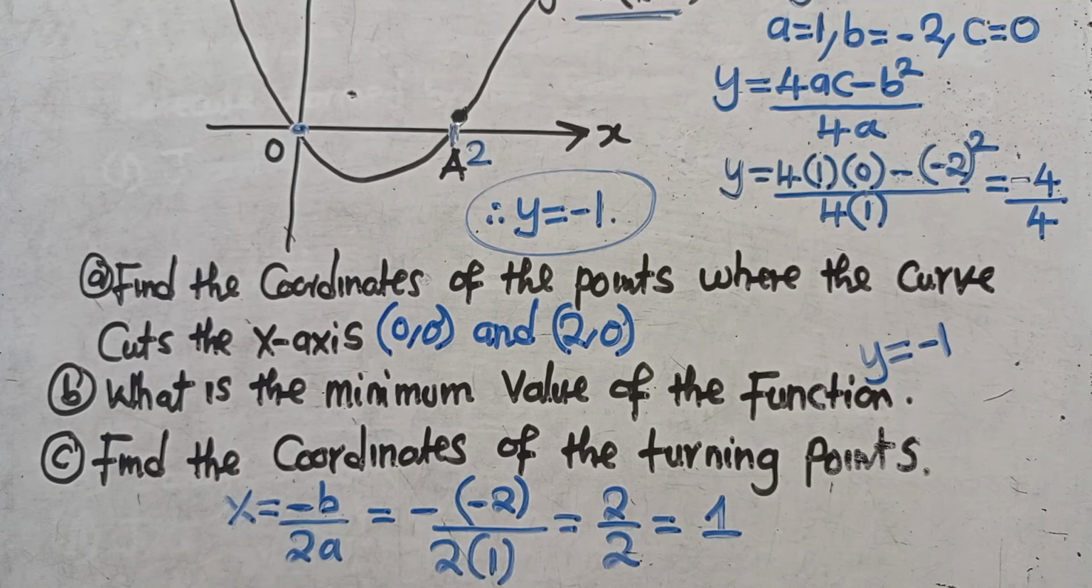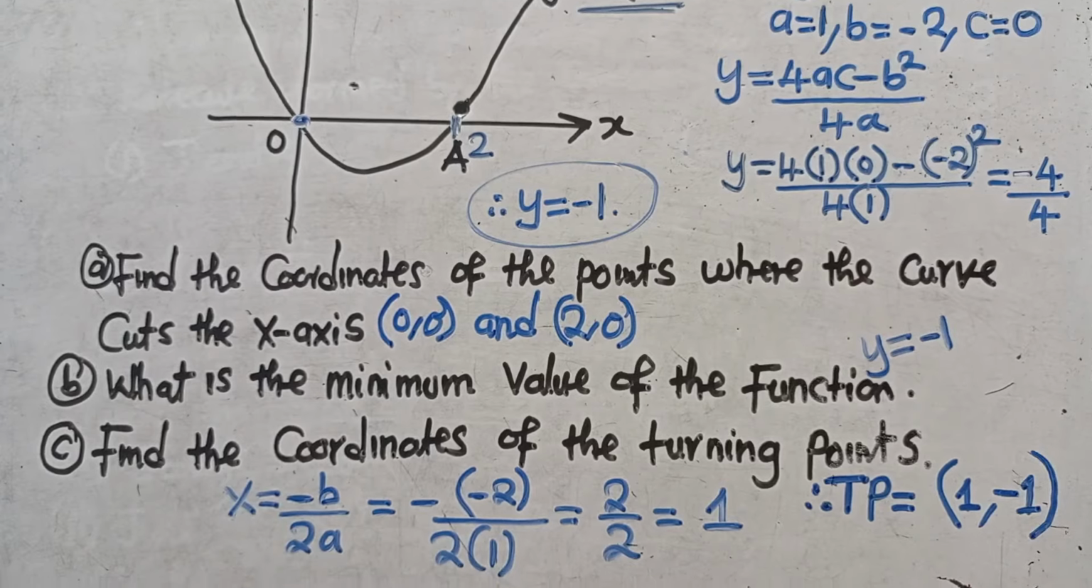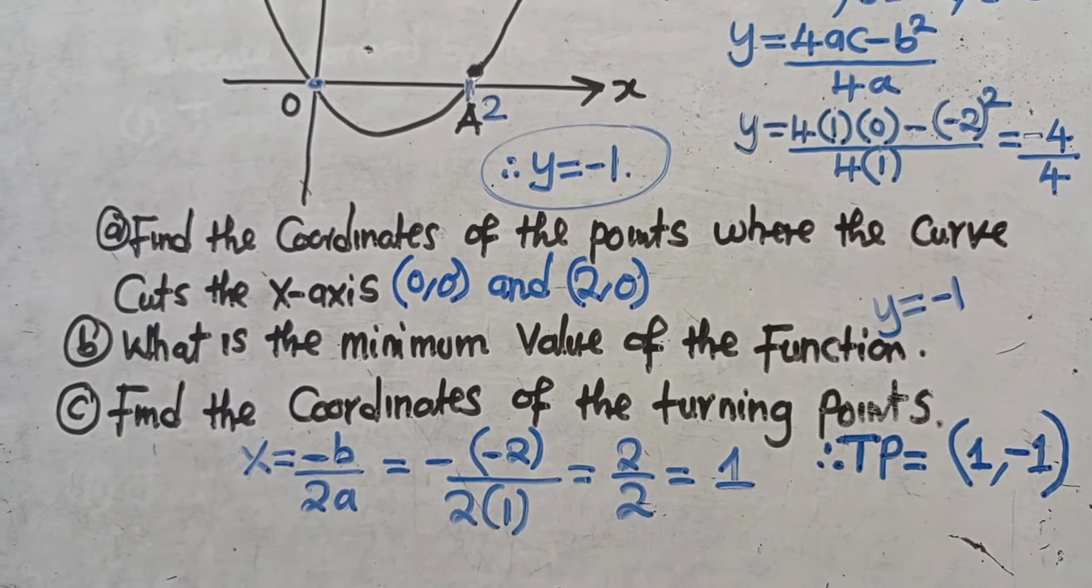I'm just going to conclude and say, therefore, turning point is equal to, I start with the value of x, 1, comma y, that is negative 1. So meaning that these are the answers. So this is a coordinate. So that is the coordinates of the turning points. This is what you are just supposed to do.